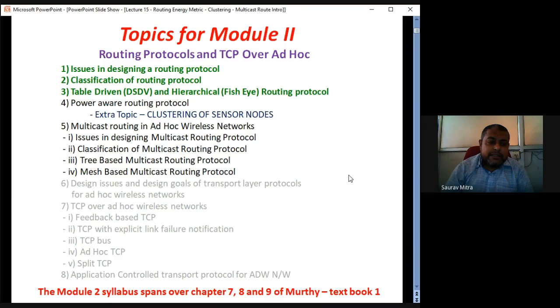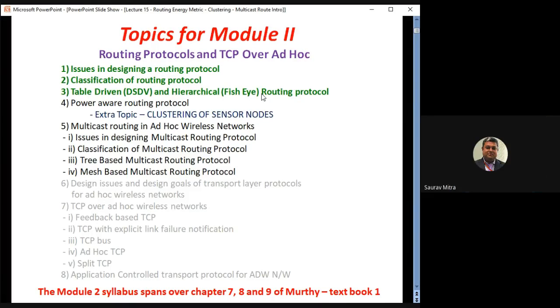I told you that this chapter is divided into mainly 2 parts. This first part is actually different types of routing protocols. Initially we have seen a table based routing protocol, and then the fisheye type of hierarchical routing protocol, and then we entered the topic of multicast routing. During multicast routing, we will see the different types of multicast routing. But wherever we finished yesterday, last day we had done 2 protocols. One is DSDV, another is fisheye.